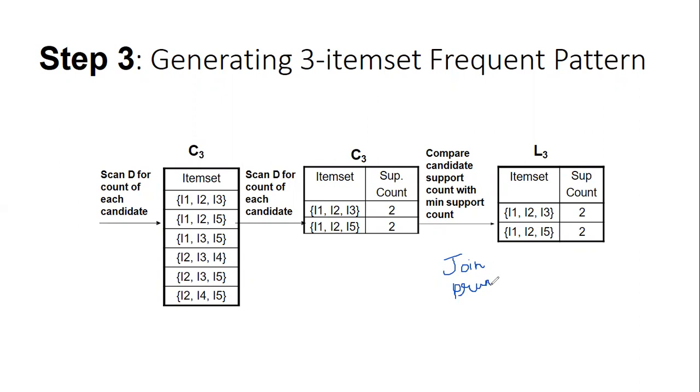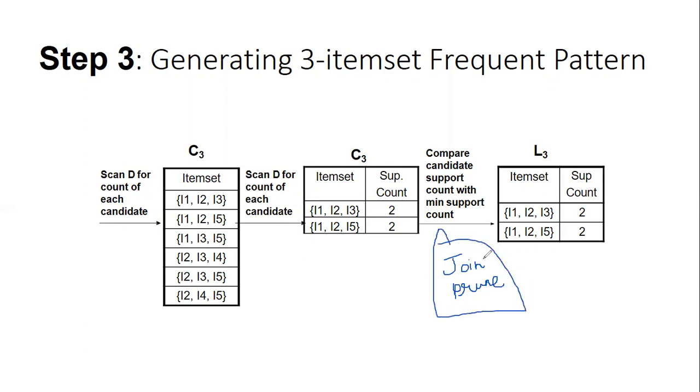The a priori principle is this: if the item set is frequent, then all its subsets are frequent. If the item set is infrequent, all its supersets are infrequent. That is the a priori principle.